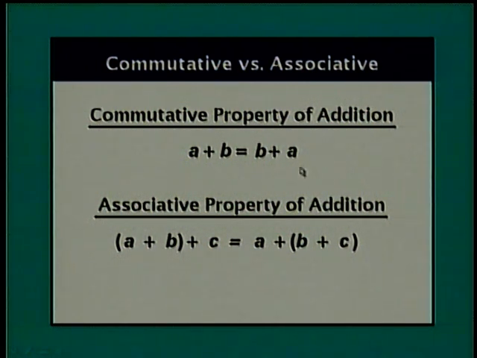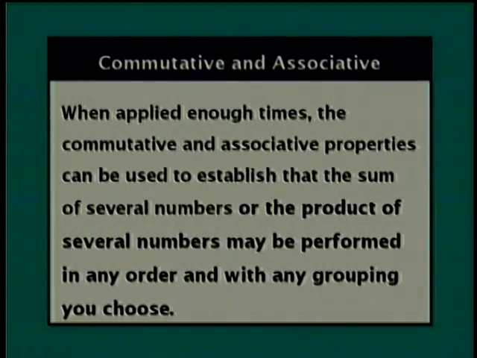Commutative property is order. Associative property is parentheses. Whatever works for your memory, just memorize which property is which. It turns out that when these two properties are put together, they're really, really powerful. Because when applied enough times, the commutative and associative properties can be used to establish that the sum of several numbers or the product of several numbers may be performed in any order and with any grouping you choose.